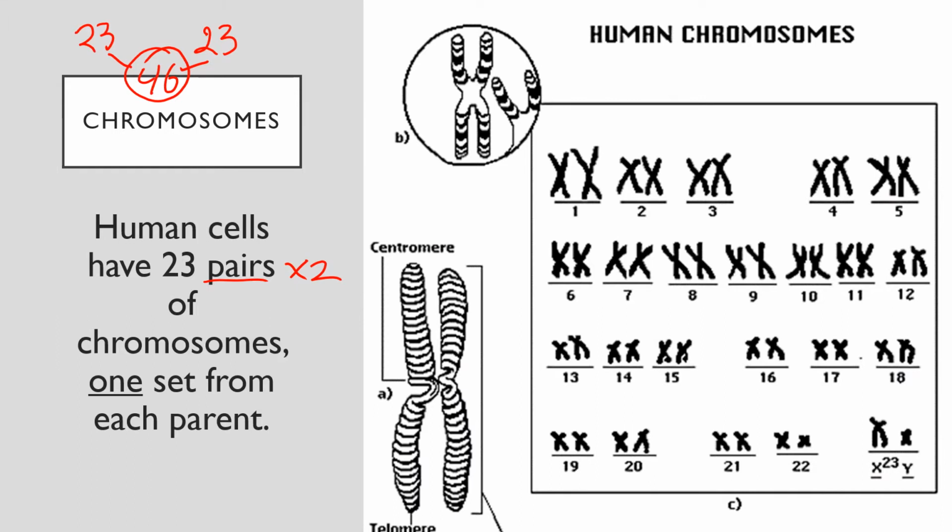Now, for the most part, all these chromosomes are the same regardless of gender, male or female, except for the 23rd pair, which determines your gender. You either inherit two X-shaped chromosomes, which makes you female, or an X-shaped chromosome and a Y-shaped chromosome, which makes you male.